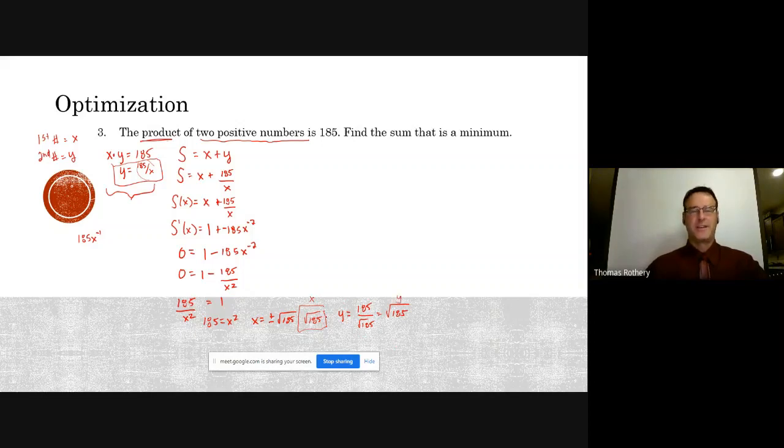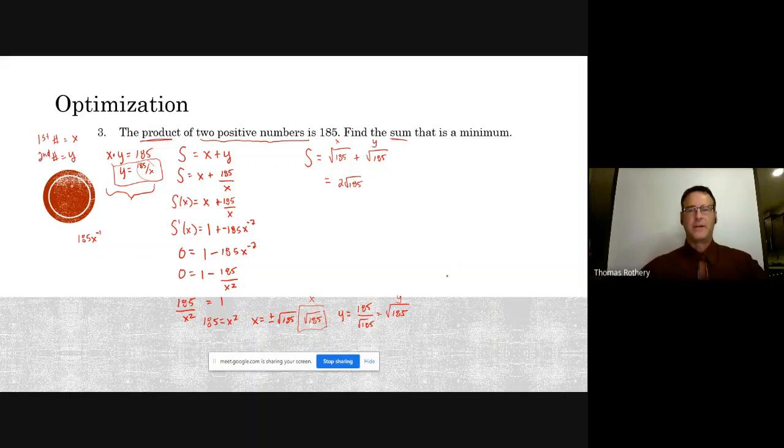I'm going to verify in a second that it is a potential minimum, but let me kind of answer the question here. The sum is your x, which is the square root of 185, plus the y, which is also the square root of 185. And together, there's two of them. So it's 2 times the square root of 185. That is the sum.